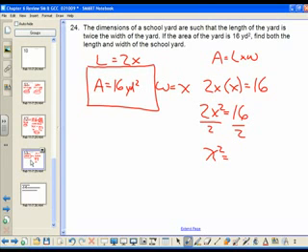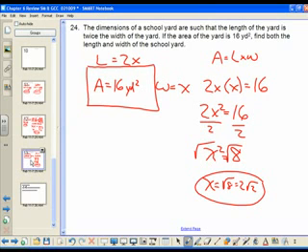That would be 8. X squared would be 8. We would take the square root of both sides. X equals basically the square root of 8, which is 2 times the square root of 2. That'd be fine. Square root of 8 would be fine for the answer.